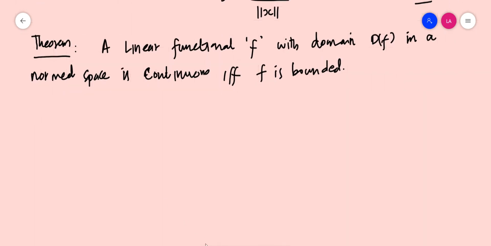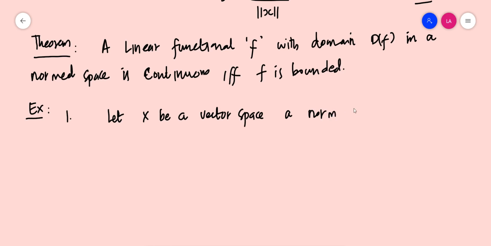Example. First example. We know the function norm, which is defined on any arbitrary vector space. Okay. So let X be a vector space. A norm is a function from X onto R.